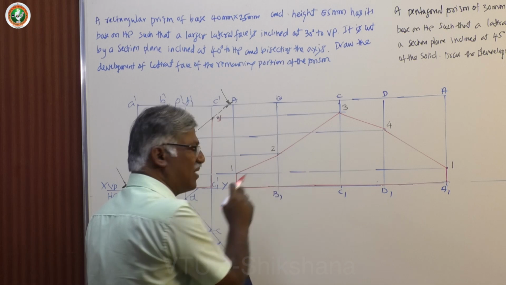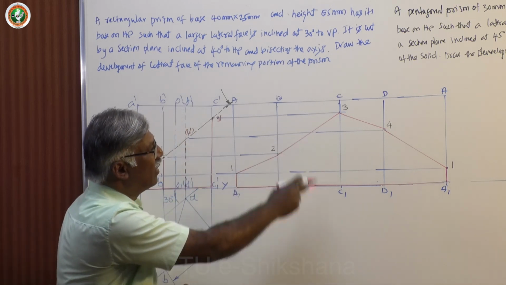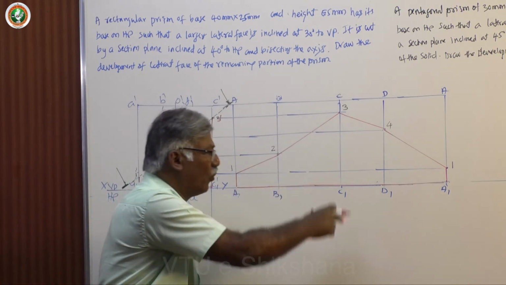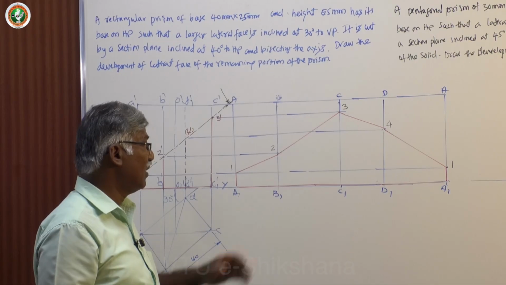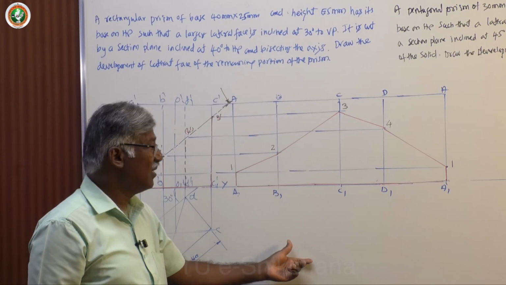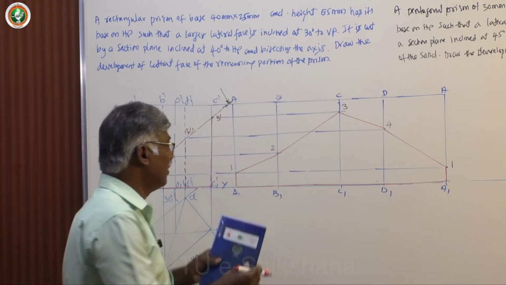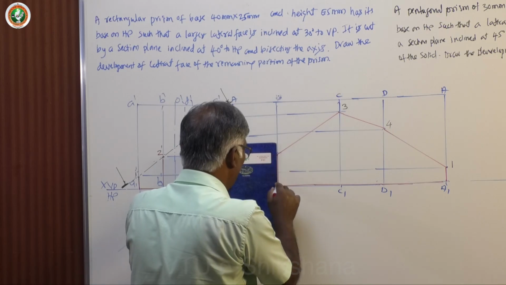Then what about these lines 2 to B, 3 to C1 and 4 to D1? All must be dark because they are actual edges. They are retained after taking section and the development. All are true lengths.